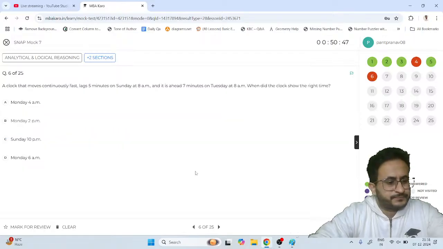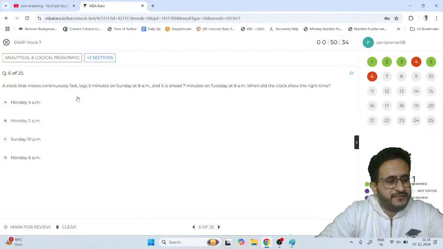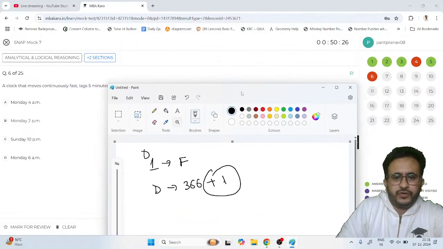So a clock that moves continuously fast lags 5 minutes on Sunday at 8 a.m. and is ahead 7 minutes on Tuesday at 8 a.m. When did the clock show the right time? Okay, so let's do this question. This is a typical clock based question.